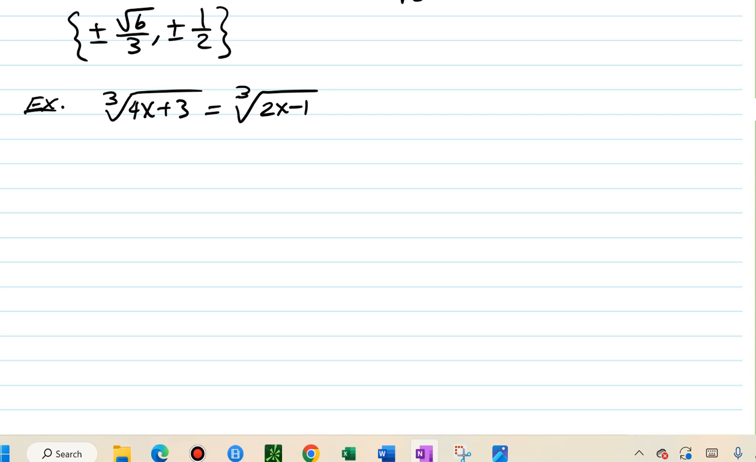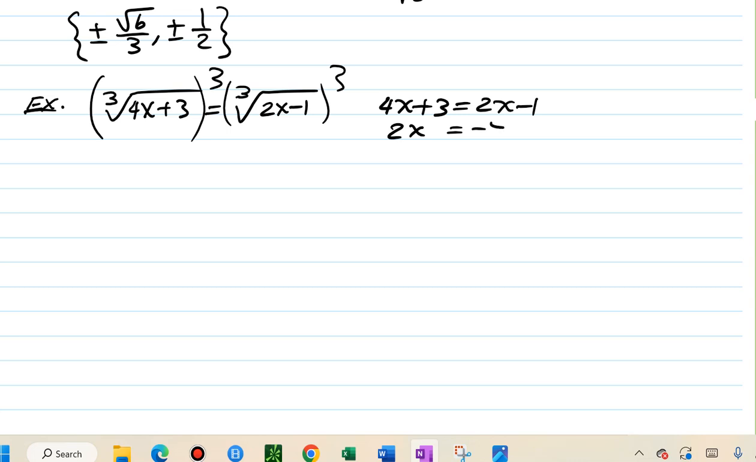Remember the power principle of equations, so we're going to raise both sides. Because the index is 3, we're going to raise both sides to the third power. When we do the left, we have 4x plus 3, and on the right, we get 2x minus 1. There, in one step, that's how we get rid of the radicals. Then subtract 2x, subtract 3 from both sides, divide by 2, and the answer is negative 2.